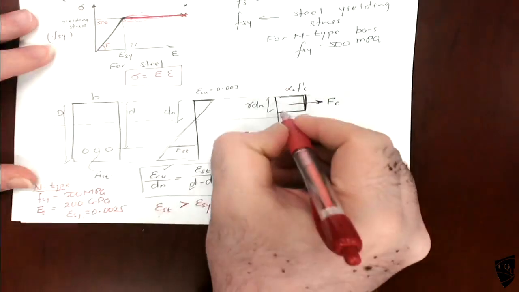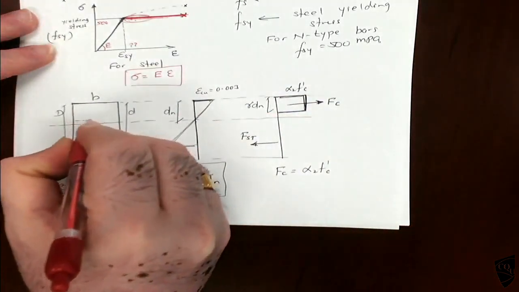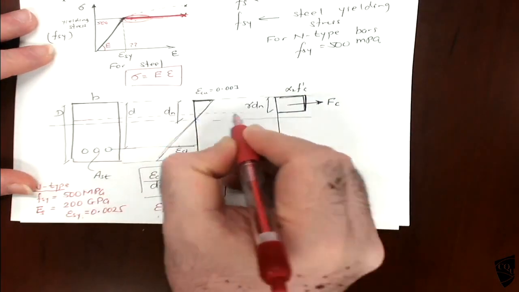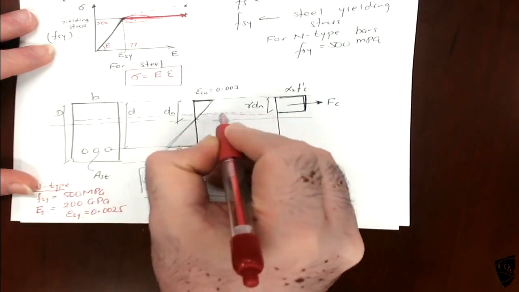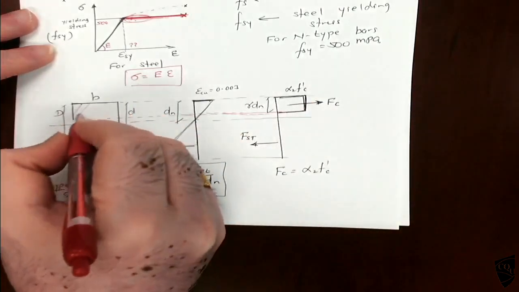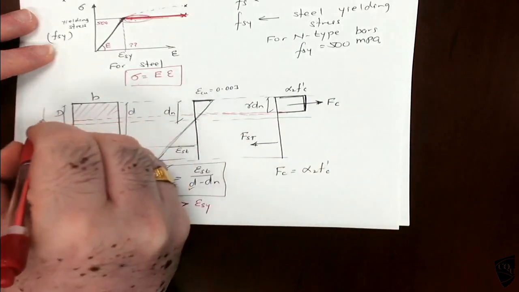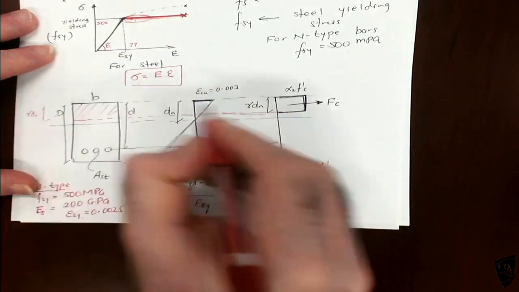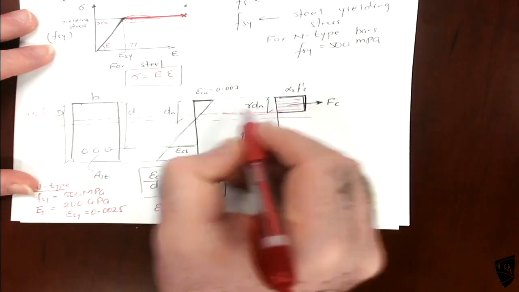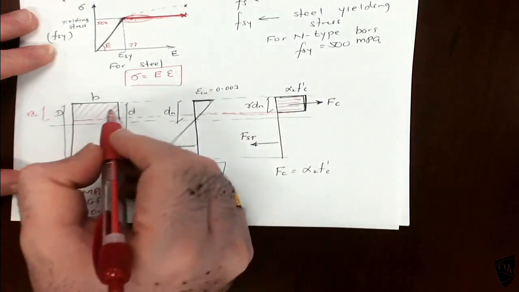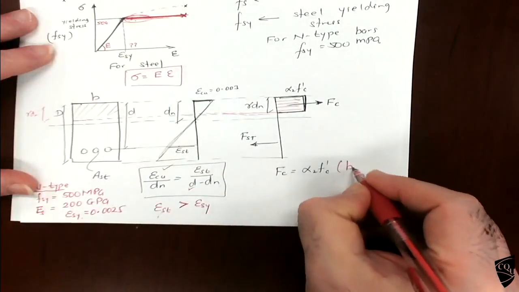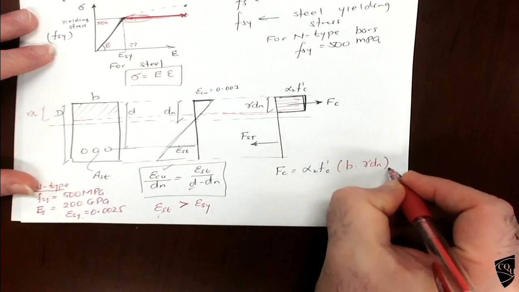If you look at this one, this uniform stress is acting over this area. The depth is gamma dn, with this width B. So area is equal to B times gamma dn. So this is FC.